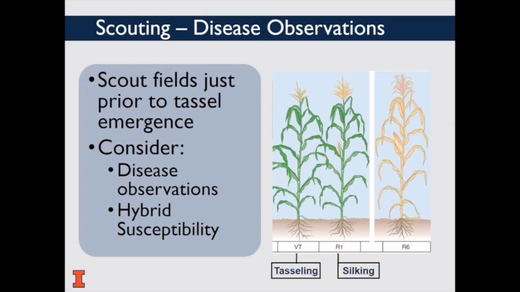Do your fields have any of these disease risk factors? Scouting observations should also be taken into account. Scout for foliar diseases in corn just before tassel emergence. Current disease management guidelines suggest applying foliar fungicides under the following conditions based on hybrid susceptibility.